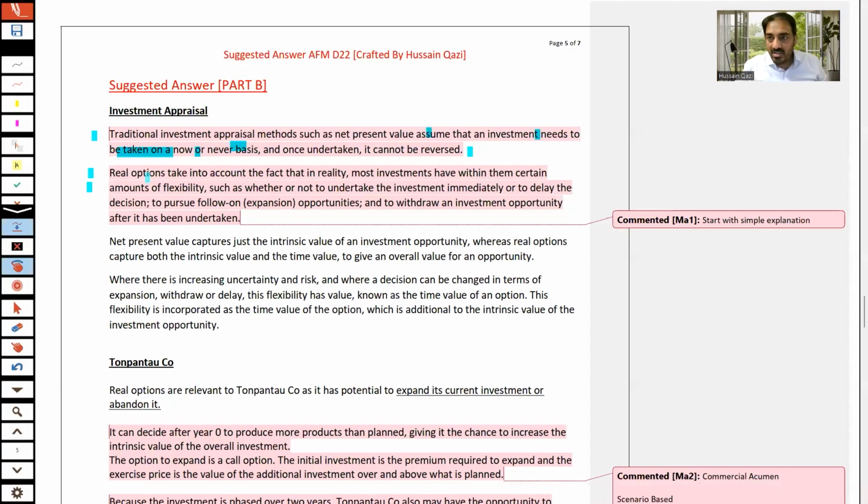So real option, in a simple statement, takes into account the fact that in reality most investments have a certain amount of flexibility. Real option takes into account the flexibility of the investment, whether or not to delay the investment immediately, which is not the case here, or follow on with an expansion opportunity, or withdraw, all these things. So always start with a simple explanation, the first thing.